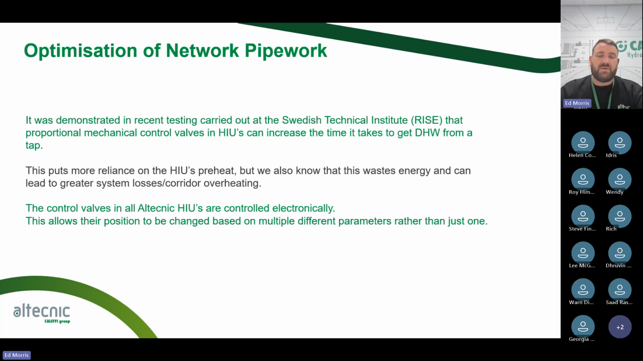If you're waiting for mechanical valves to operate, those can obviously have a lag because they are mechanical. So we have to bear that in mind. Then this puts more reliance on the HIU's preheat, but as we know, this wastes energy and can lead to greater system losses or corridor overheating. We'll look at some preheat stuff later on.